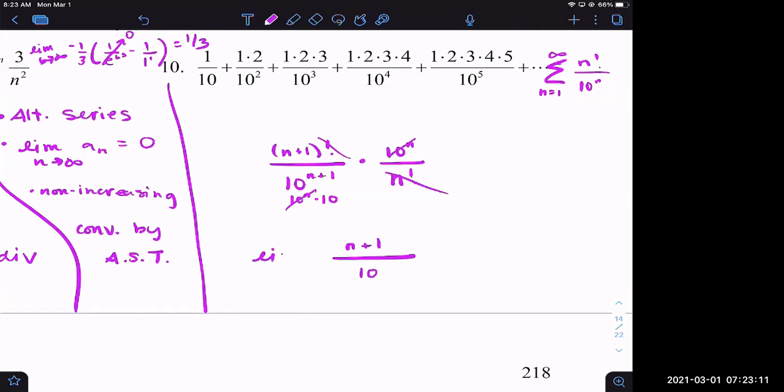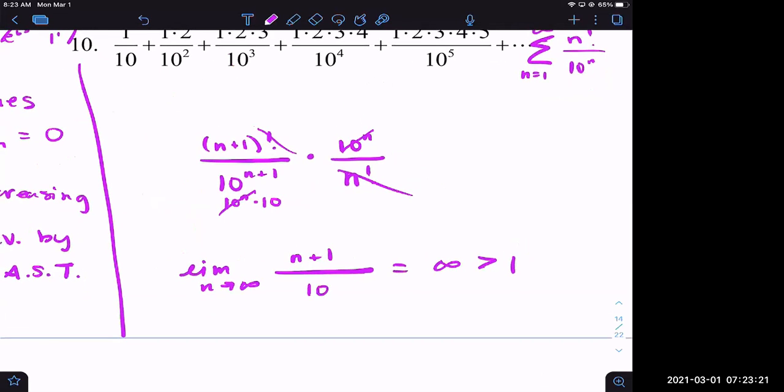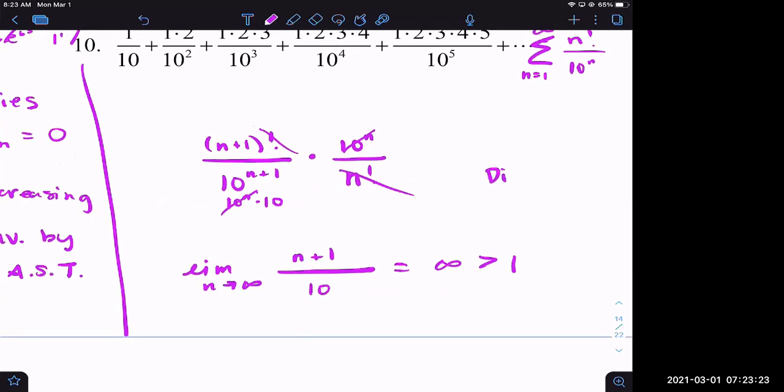And then we're taking the limit as n goes to infinity. What do we get? Infinity, which is greater than 1. So just like geometric series, if the ratio is bigger than 1, our conclusion is it diverges. It's going to diverge by ratio test.